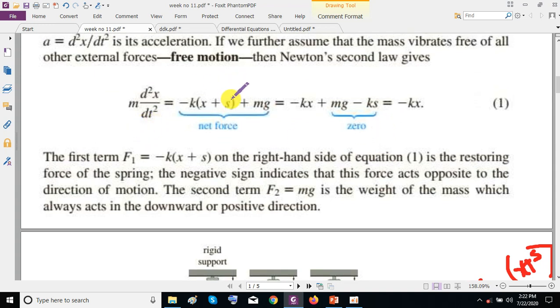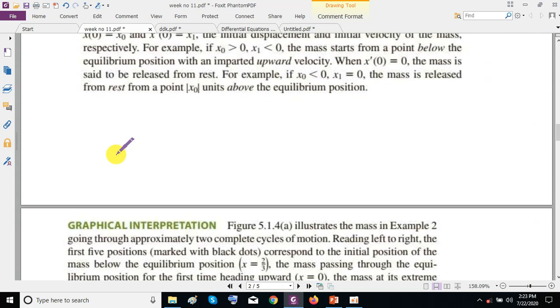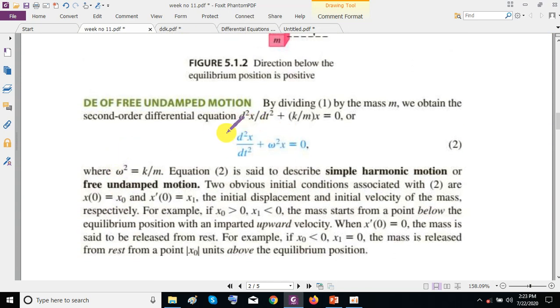So this one is equal to this one: minus k times x plus s, plus mg, which is the force of the weight, and this is the mass. Okay, so this is equal to minus kx plus mg minus ks. Now we suppose that mg minus ks is equal to 0. So this equation becomes like this one.